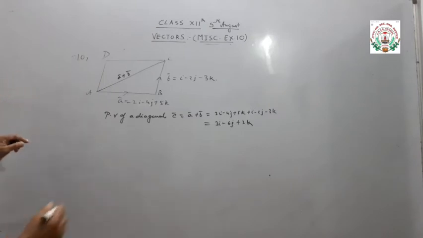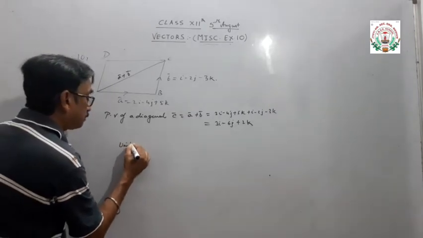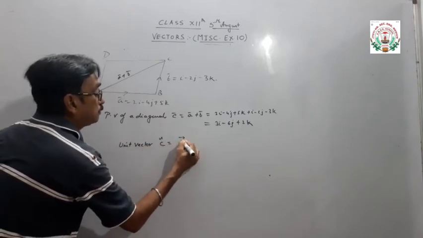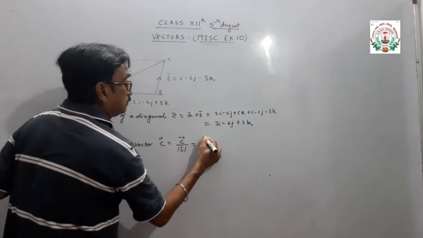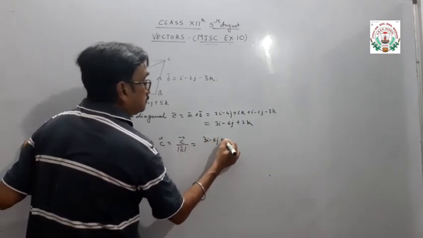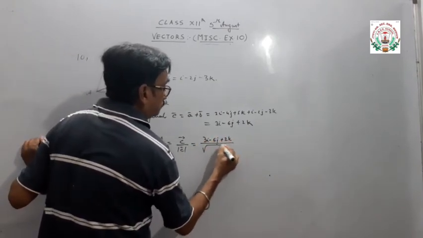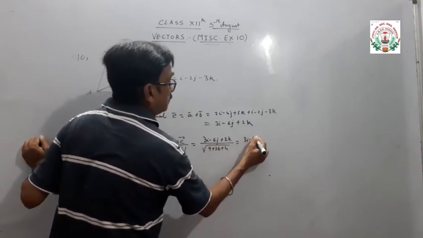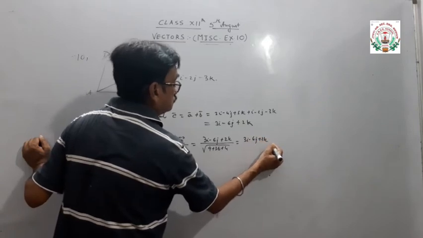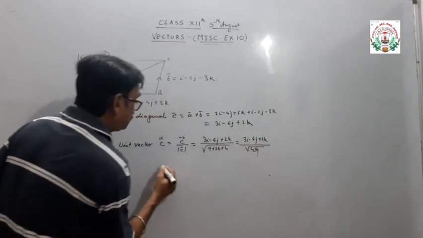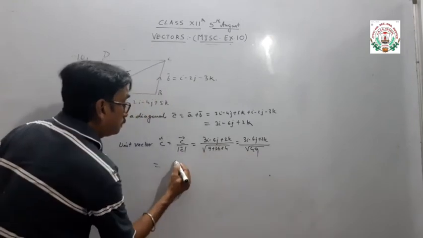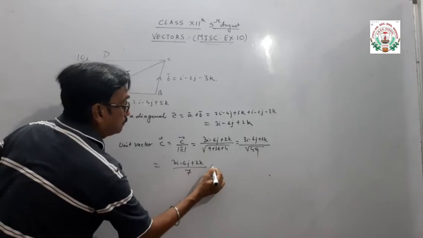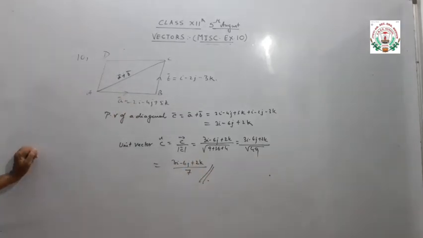parallel to its diagonal. So unit vector will be calculated by the formula C unit vector equals to C vector upon modulus of C, that is (3i minus 6j plus 2k) upon under root of 3 square 9, 36 plus 4, that is (3i minus 6j plus 2k) upon square root of 49, which is equals to (3i minus 6j plus 2k) upon 7. That is our answer for the unit vector.